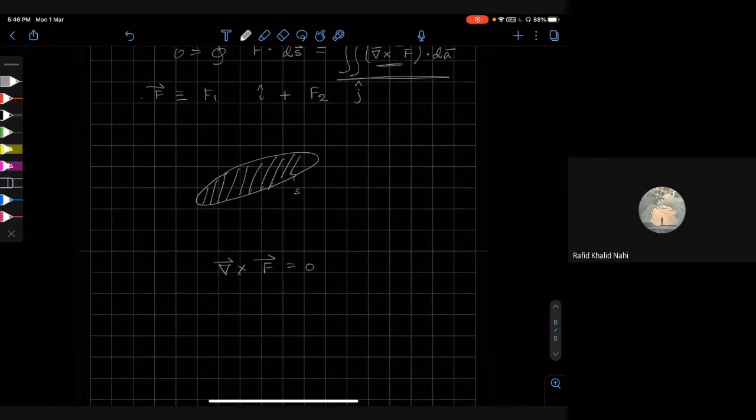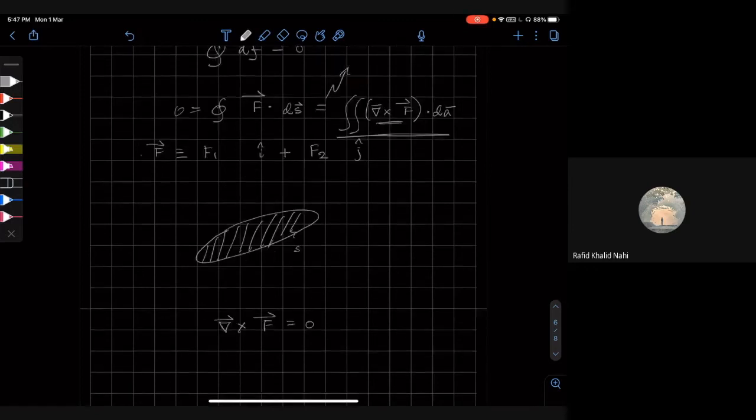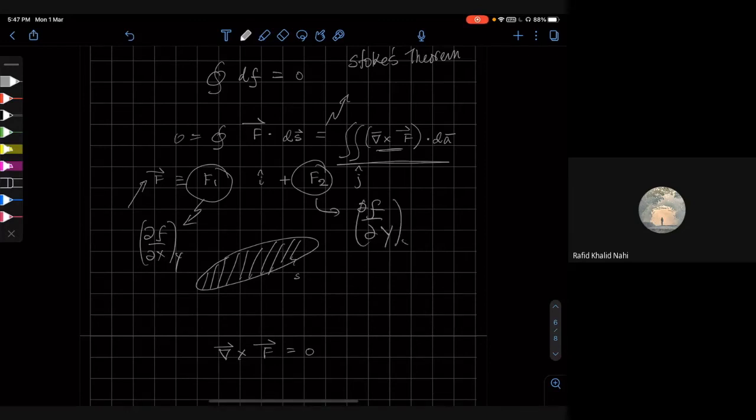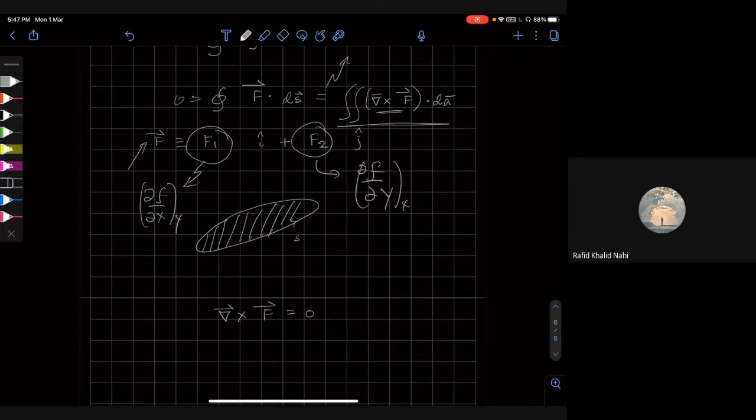Okay. So Stokes' theorem tells me that for an exact differential, if we make a vector f out of these functions which go into making this exact differential, remember that for an exact differential, this is nothing but d of f, d of x, y, right? And this is nothing but d of f, d of y at x, right? Then if I make a vector out of these, its curl is 0.